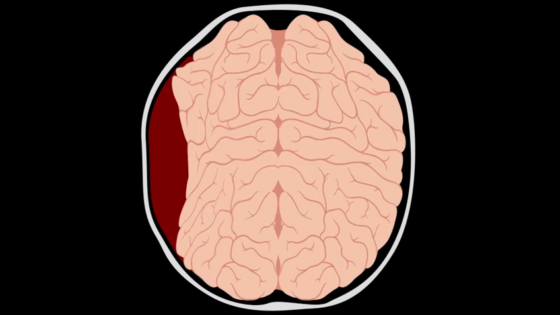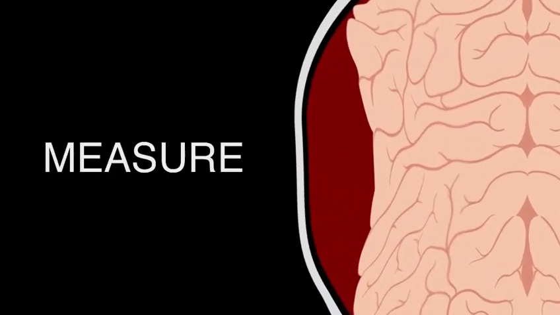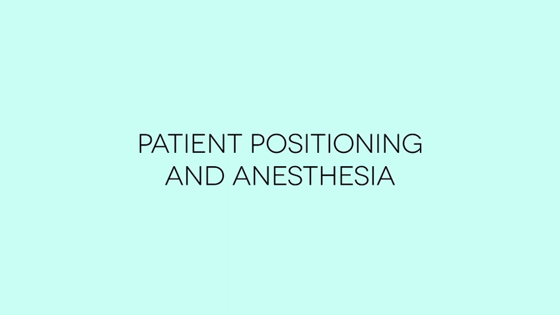Technique. 1. Review CT scan. Identify the side of the subdural and locate the area of greatest subdural hematoma thickness. Measure the distance between the skin and the center of the subdural collection. 2. Patient positioning and anesthesia.